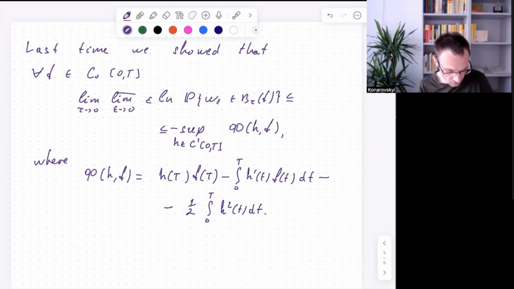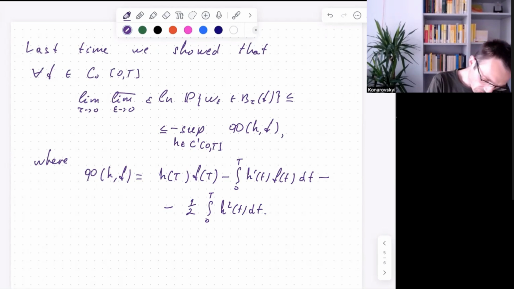I will not recall how this function appeared because last time we spent a lot of time on that, and if you want to recall, you need to see the video which is available. Everything I want to say is that this function appears when you do the transformation on density, apply the Cameron-Martin formula or Girsanov theorem. And then the power which we will see in the exponent will be this function phi multiplied by 1 over epsilon.